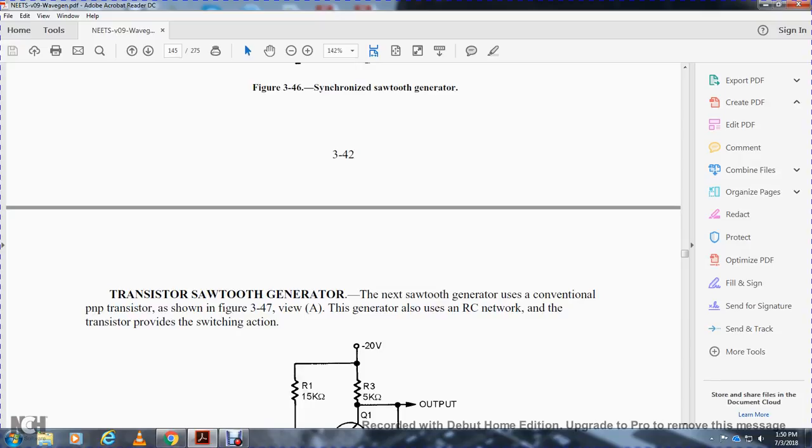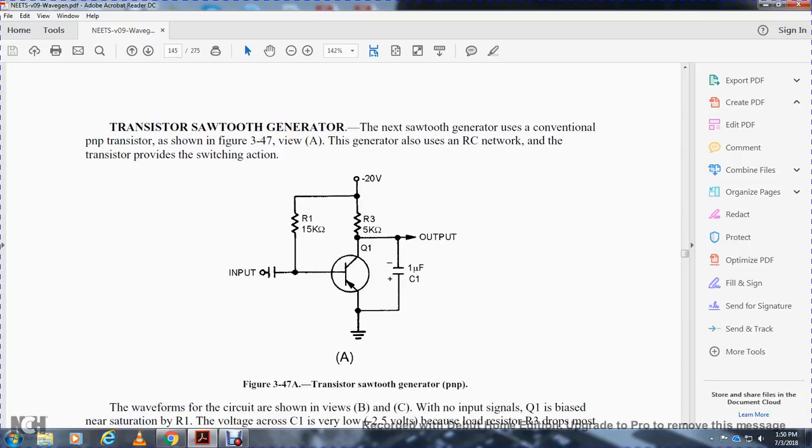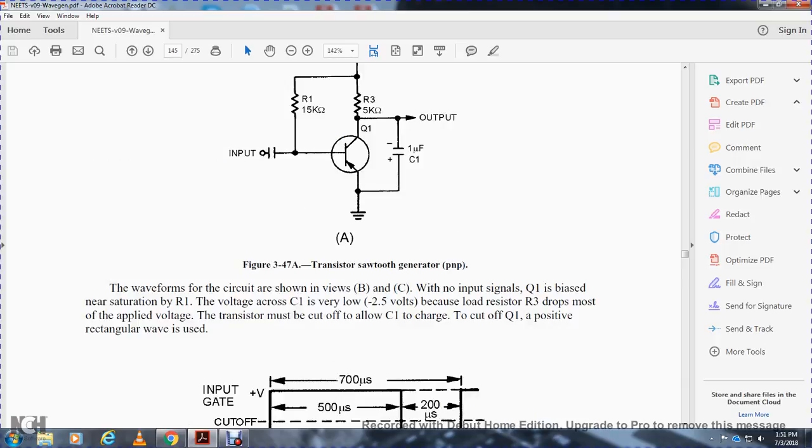Next is the sawtooth generator using a conventional positive-negative-positive transistor, shown in figure 347A, with an RC network. The transistor provides a switching action. Figure 347 shows the transistor sawtooth generator. Input capacitor, resistor 15 kilohms grounded on the emitter, 1 microfarad, and resistor 3 5 kilohms, 20 volts output.